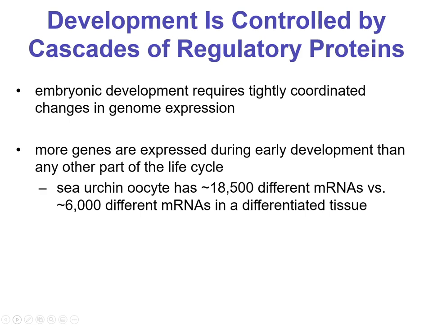So development is controlled by cascades of regulatory proteins. It is a very complex process, and embryonic development requires really tightly coordinated changes in expression. More genes are expressed during early development than any other part of your life cycle.